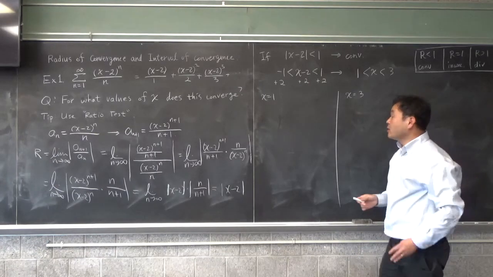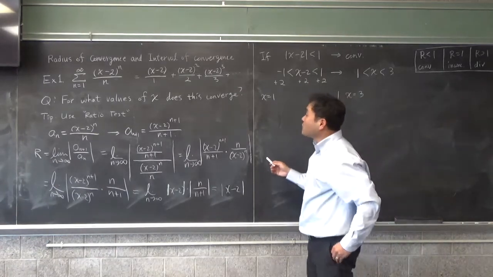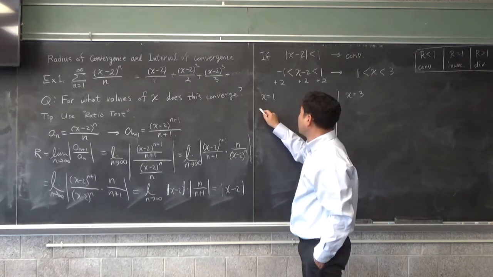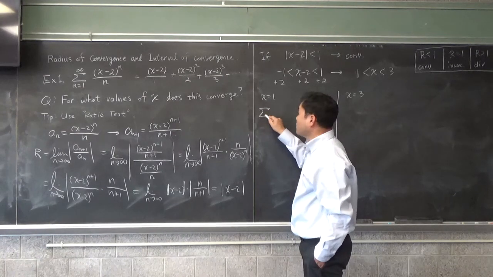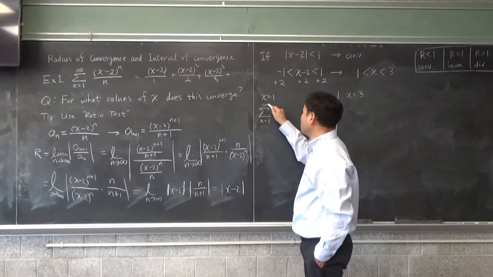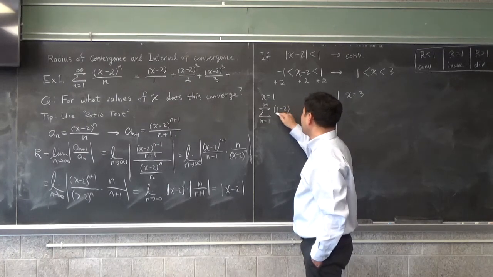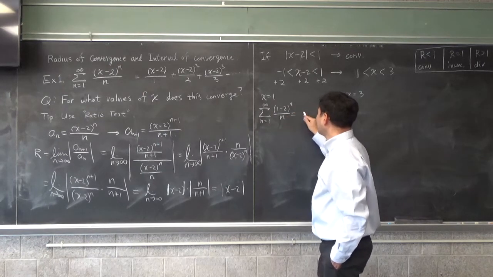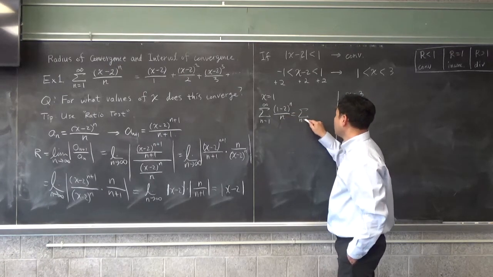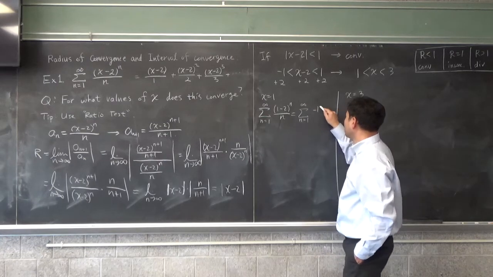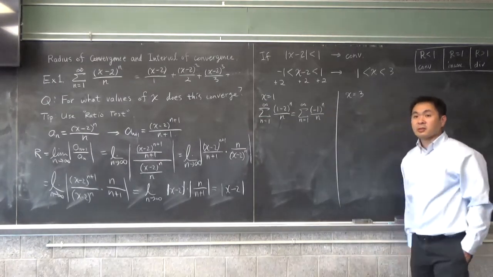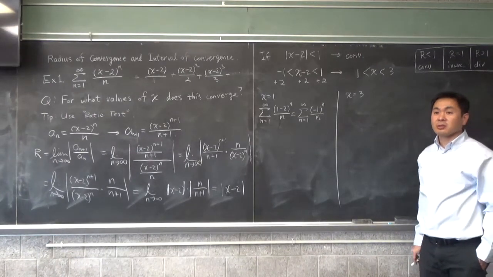Okay. All right, so for x equals 1, you have the summation from n equals 1 to infinity of (1 minus 2) to the nth power over n, which is the summation from n equals 1 to infinity of negative 1 to the nth power over n. Now, does this converge or not? What do you think?